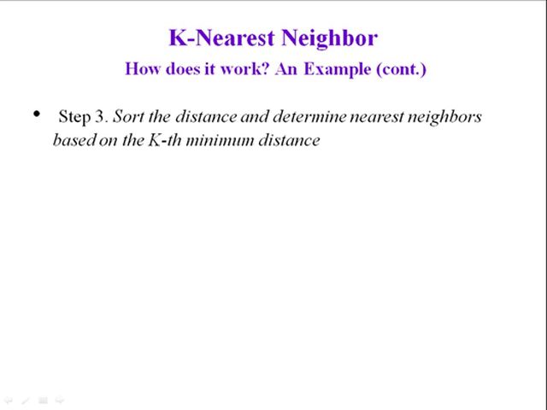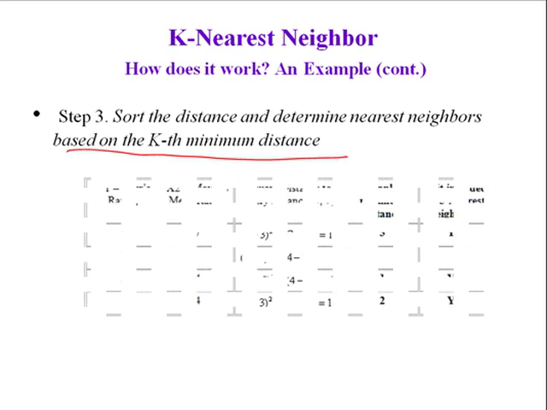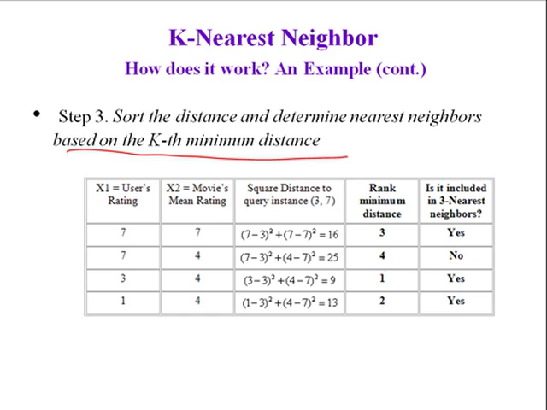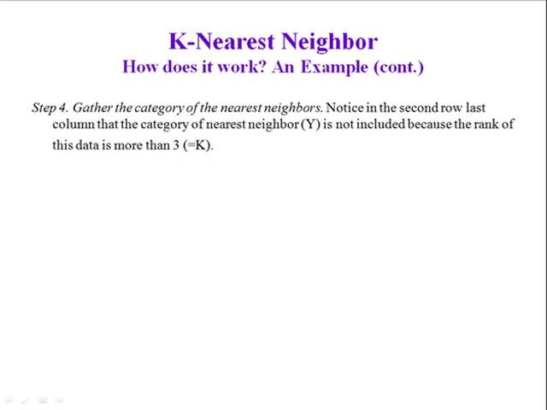Now step 3, sort the distances and determine the nearest neighbors based on the kth minimum distance. So x1 is the user's rating, x2 is the movie's mean rating, and then the square distance from (3, 7). So rank the minimum distances. Is it included in the 3 nearest neighbors? Yes, yes, yes. Now gather the category of the nearest neighbors. Notice that the second row, last column category is not included because the rank of that data is more than 3.